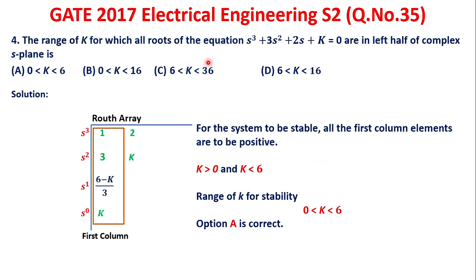Range of k for which all roots of the characteristic equation are in the left half plane is. It's again a simple problem. So we have to formulate the Routh array. So 1, 2, 3, k as usual. So if the system has to be stable, all the first column elements have to be positive. So this is possible only when k is greater than 0 and 6 minus k is greater than 0, or k is less than 6. Therefore the range of k for stability is 0 less than k less than 6. So this fits into option A.